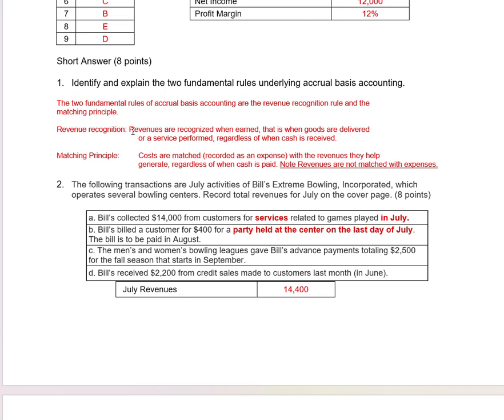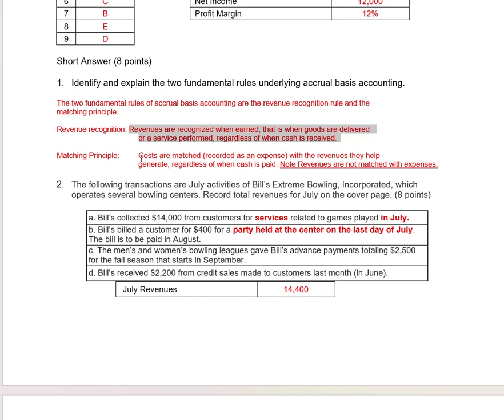Our revenue recognition: we record revenues when they're earned. That is when the goods are delivered or we perform a service, regardless of when cash is received. Millersville, you pay your tuition first in August, but Millersville doesn't have a revenue until they perform the service.